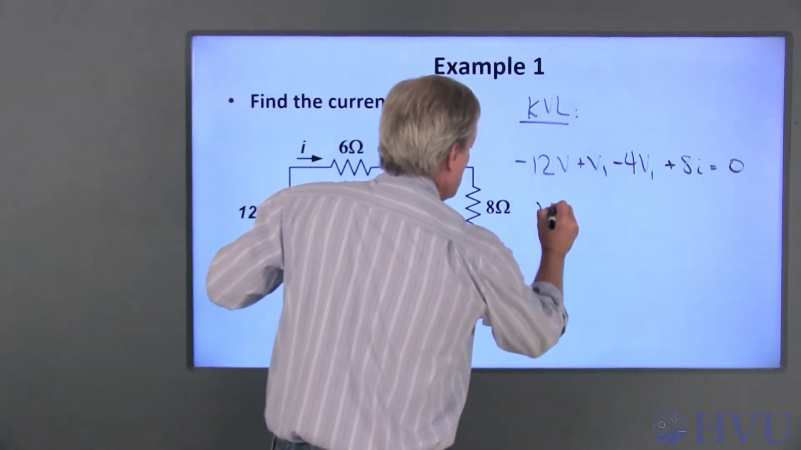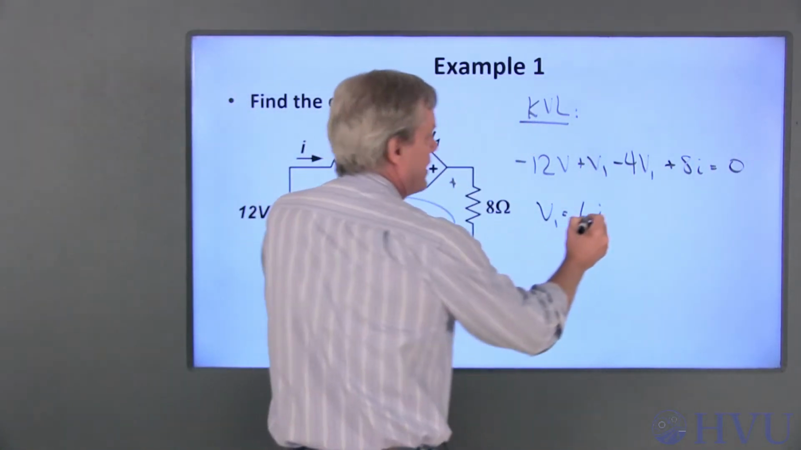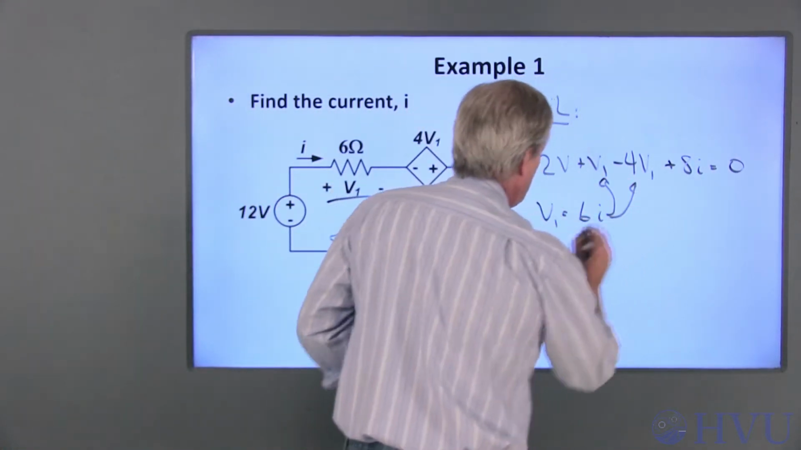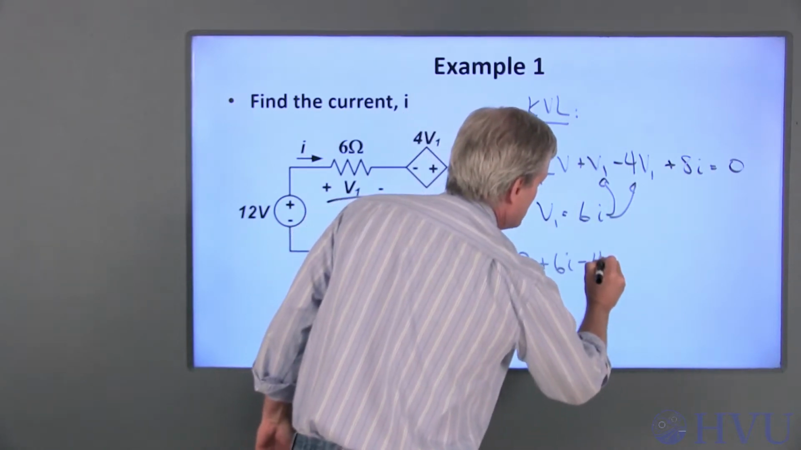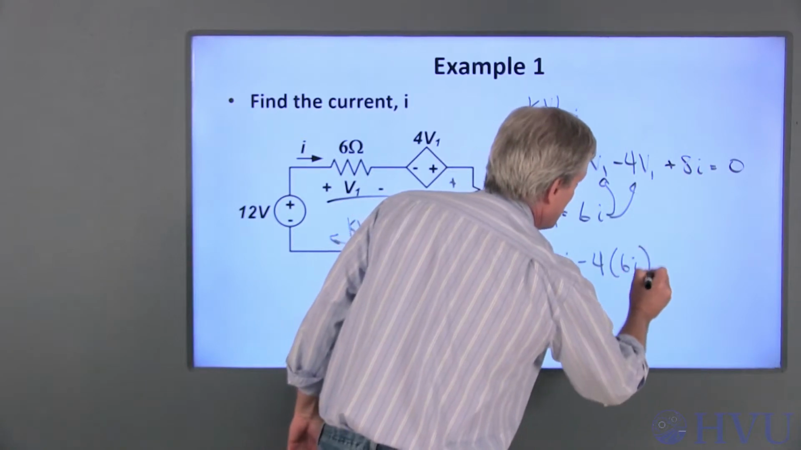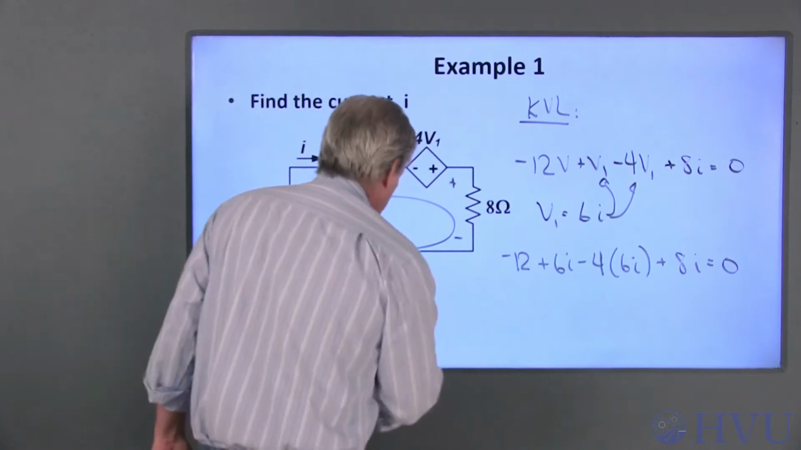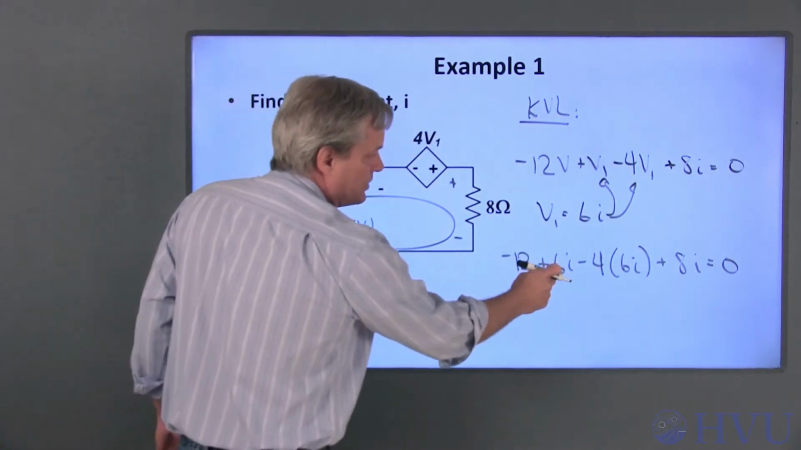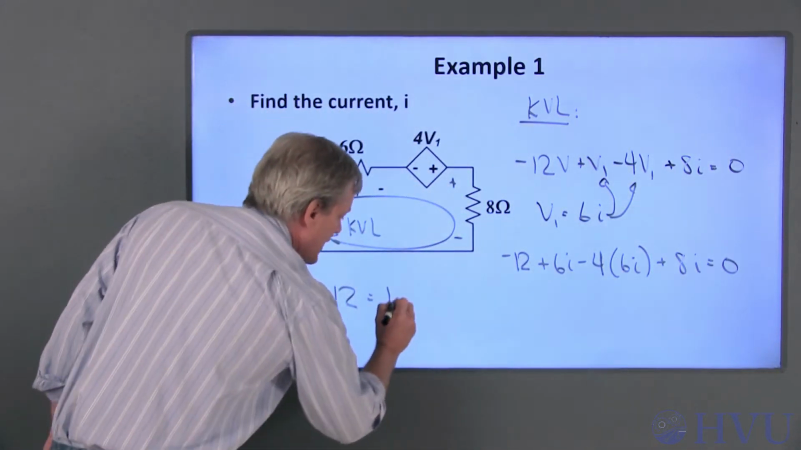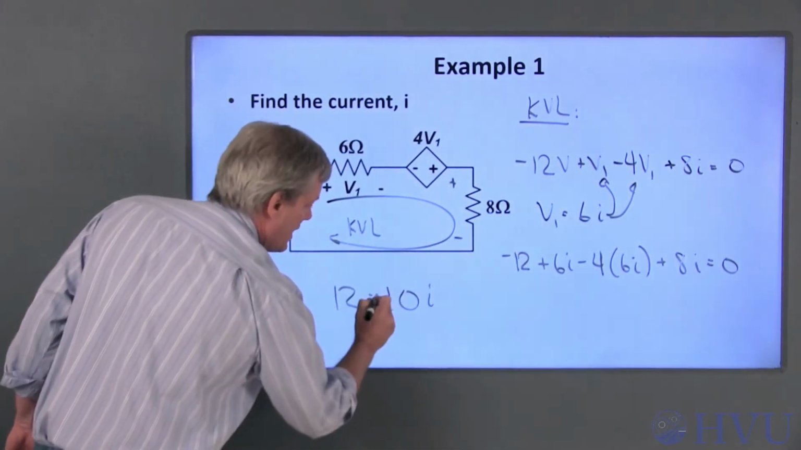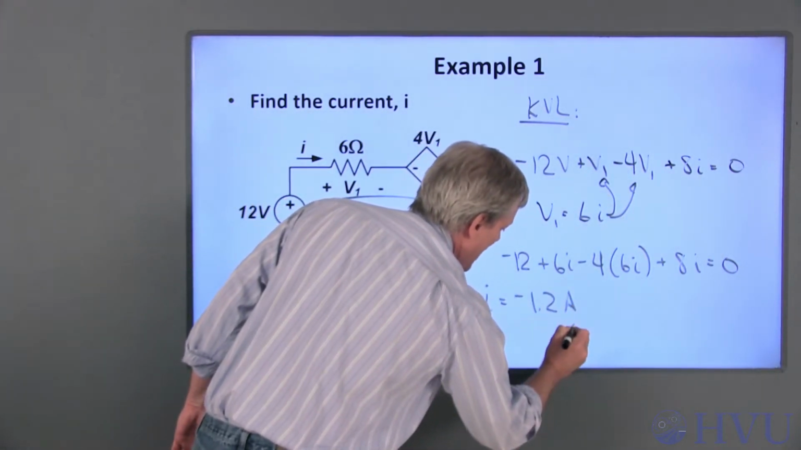So V1 is equal to 6 times I. If I plug this in here and here, I get minus 12 plus 6I minus 4 times 6I plus 8I is equal to 0. So 12 is equal to 6 minus 24 plus 8 is 10 with a negative, so I is equal to negative 1.2 amps.